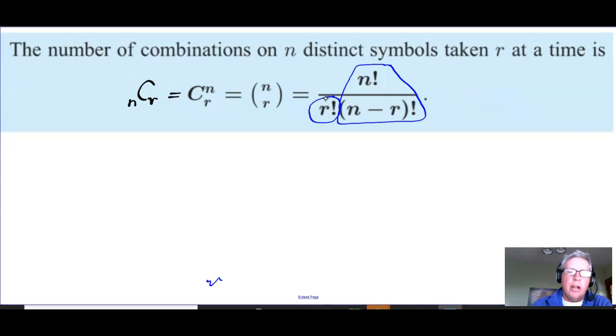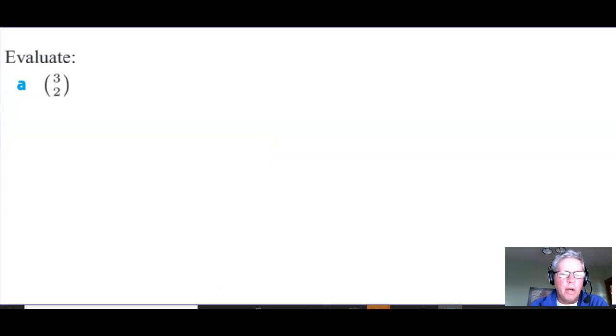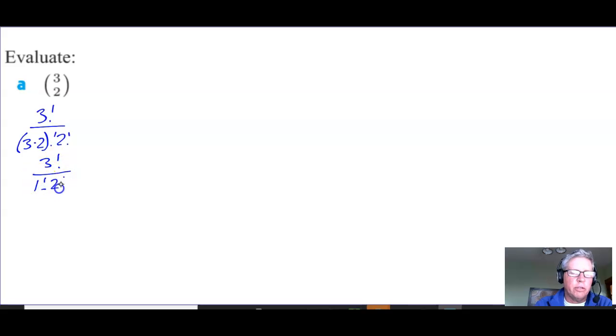Notationwise, most American textbooks use that. I've seen this more in English from the UK. We will specifically all try to use this notation. N choose R is how they say that, and then we have a formula. So how do we evaluate this? If we see that notation, that is saying take 3 factorial over 3 minus 2 factorial, which boils down to 3 factorial over 1 factorial, 2 factorial.